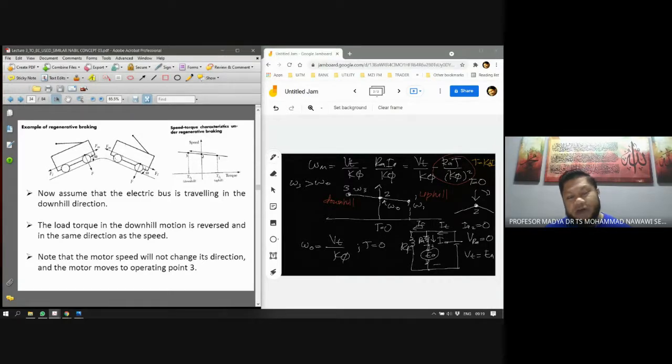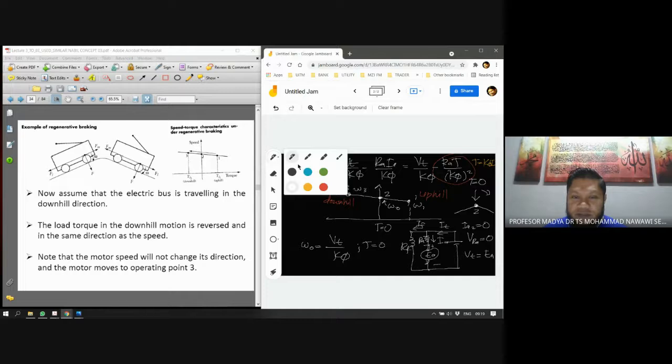So when it tries to go downhill, now the load torque changes direction from the rear of the vehicle to the front of the vehicle here. Okay, so the load torque in the downhill motion is reversed, and now it is in the same direction as the speed. So the torque is now in the same direction as the motor. The motor speed will not change its direction. It's still going clockwise, isn't it? Still clockwise. And the motor moves to operating point 3. So now it operates under downhill operation.